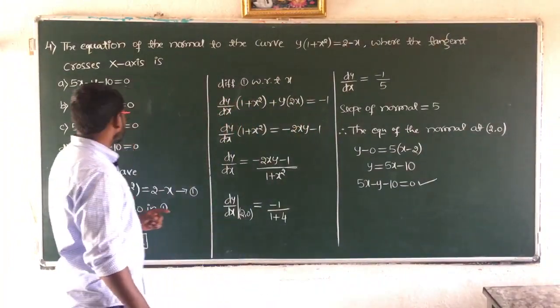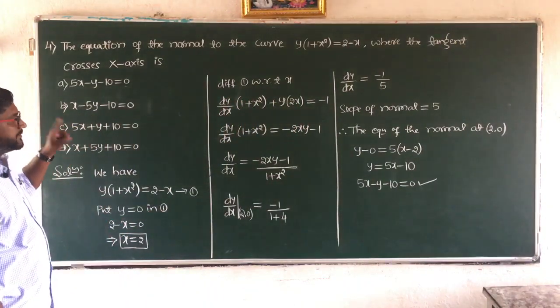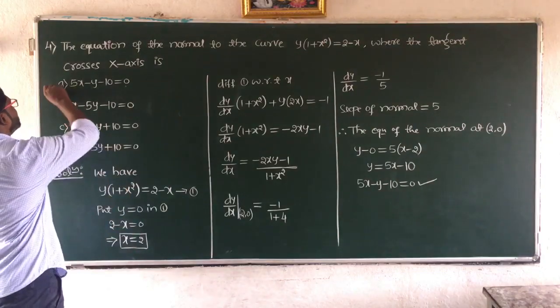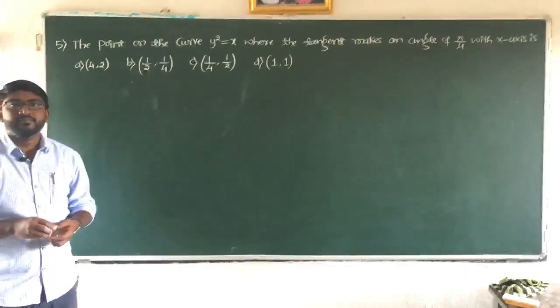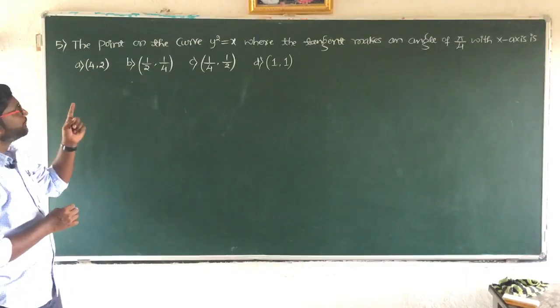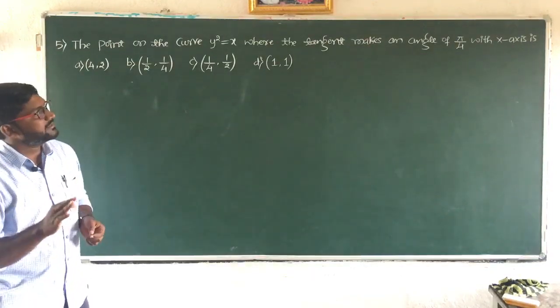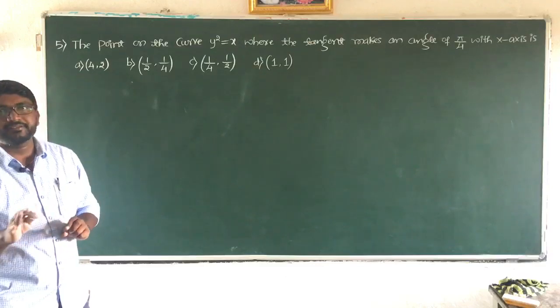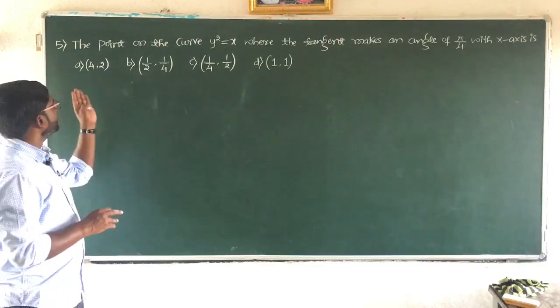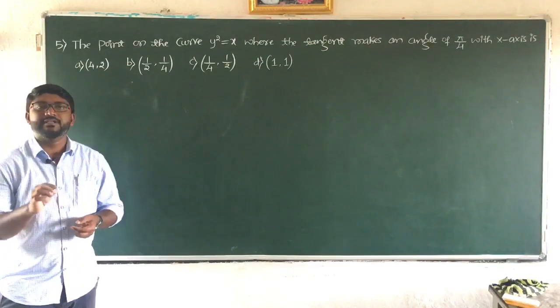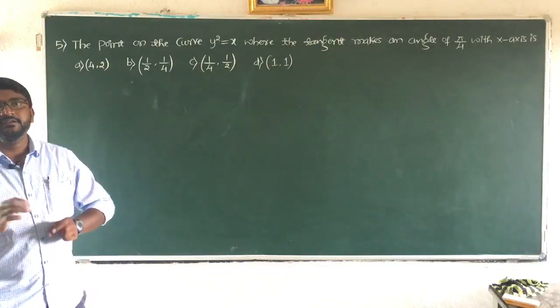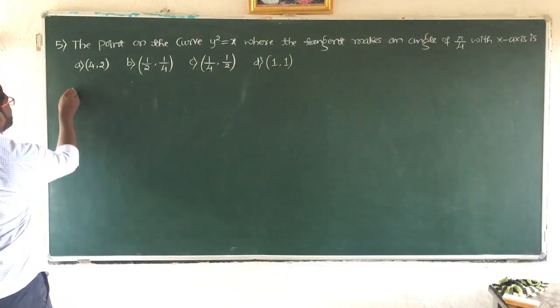Search for the options now. It is 5x minus y minus 10 equal to 0. That means it is option A. So, let us solve the next question. The point on the curve y square equal to x, where the tangent makes an angle of pi by 4 with the x axis is, so he has given the 4 options, and this was asked in 2017 Karnataka CET. So, let us solve this.